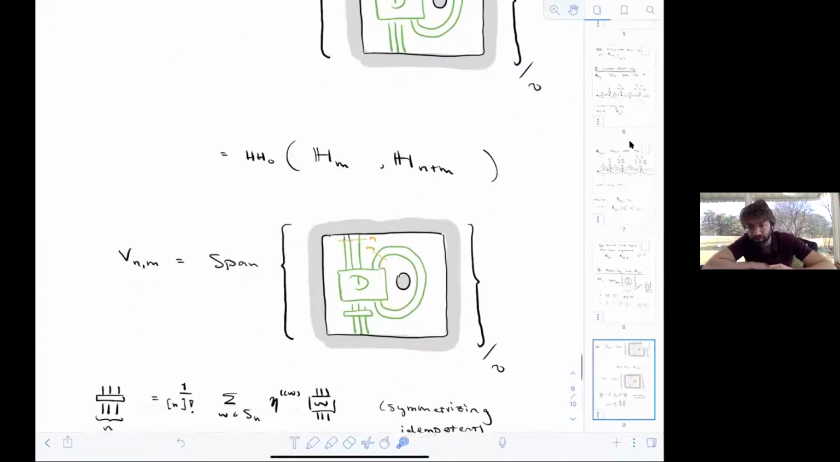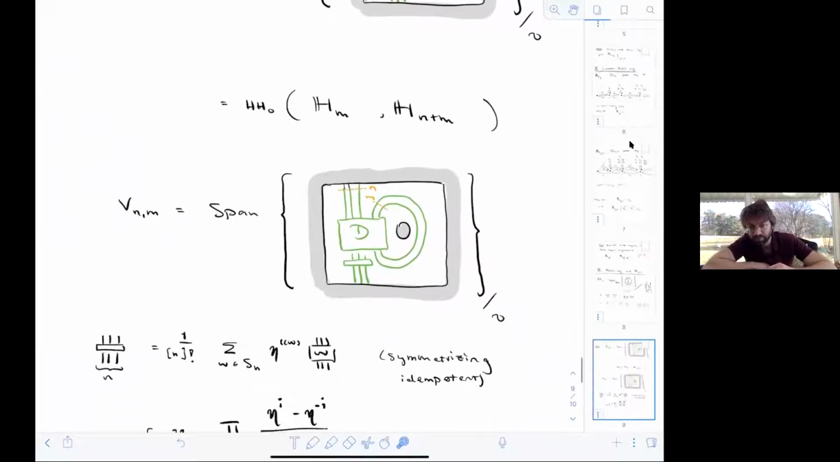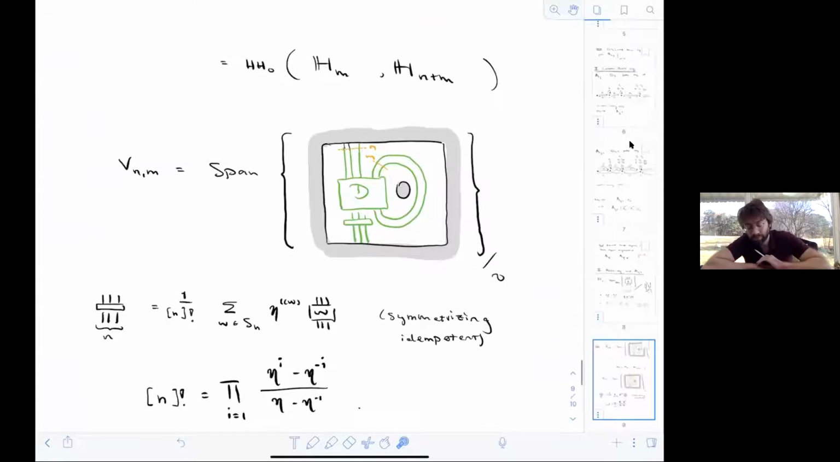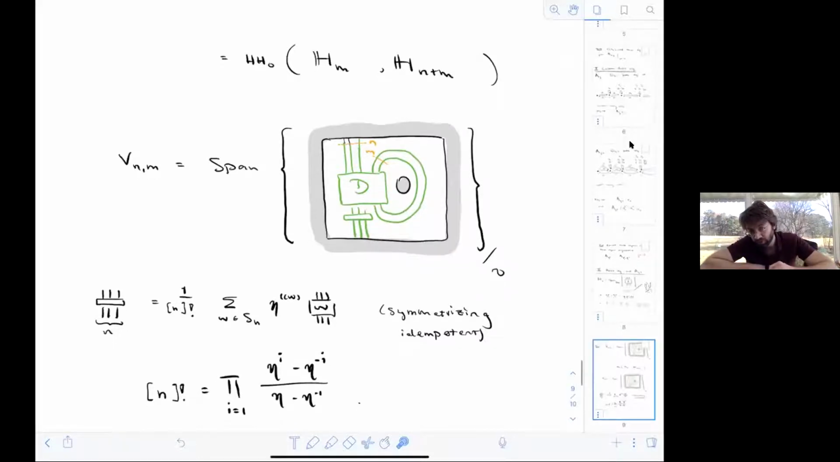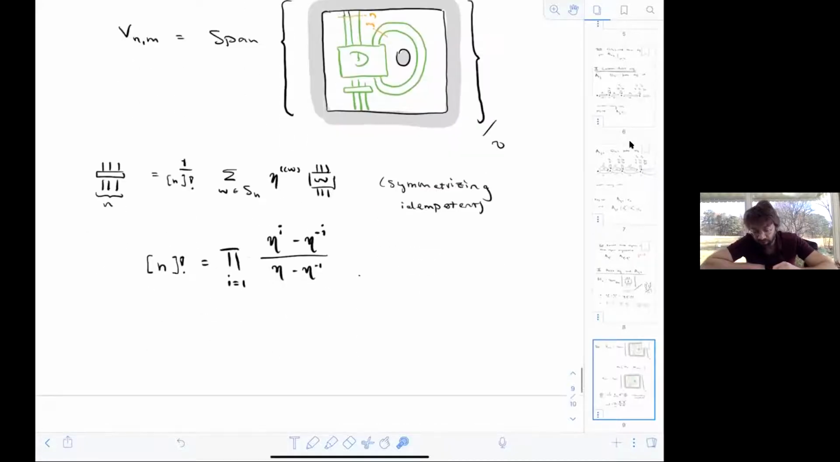So what that is, is some formal linear combination of braids. For each permutation, you look at the positive braid lift of that permutation, weighted by some power of eta, that's the length of the permutation, and normalized by the quantum n factorial. Okay, so this is the usual symmetrizing idempotent, and we do the usual thing.